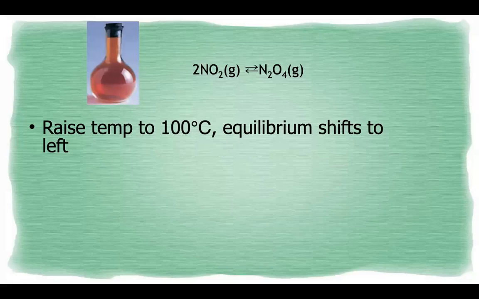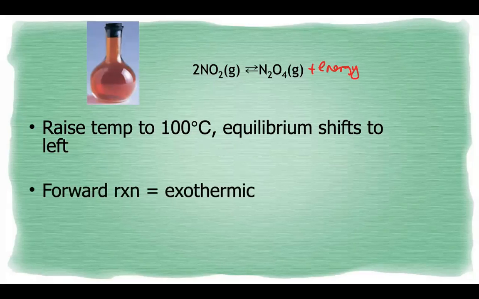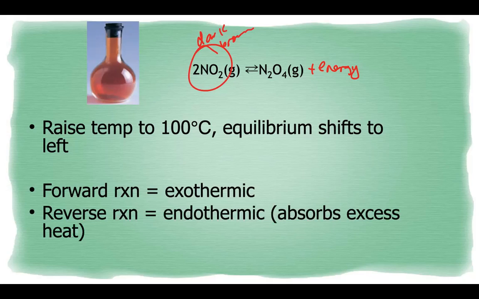If we raise the temperature to 100 degrees, keeping in mind that it's an exothermic reaction here, equilibrium is going to shift to the left. So we're going to produce much more NO2 gas, which is dark brown. If the forward reaction is exothermic, raising the temperature to 100 degrees is going to shift equilibrium to the left in the reverse reaction, because shifting left is endothermic.